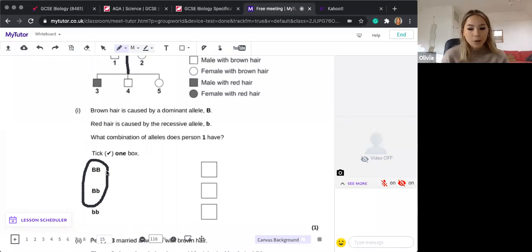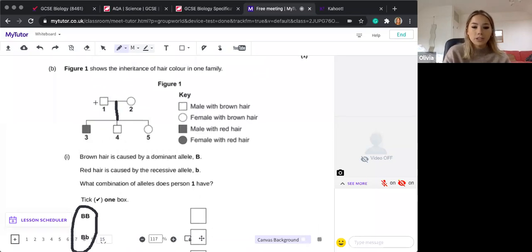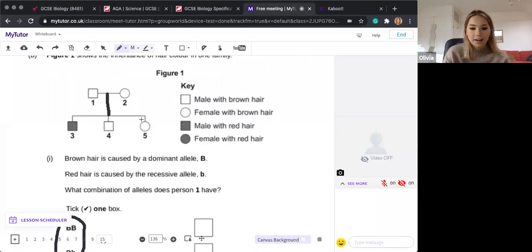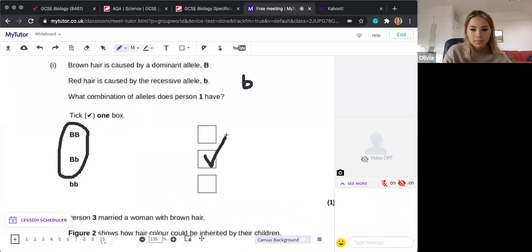Is it 2 big B's or a big B, little b? Now, the way to work this out, when we have 2 different options, we have to have a look at what offspring they've had. Because they've had a child with red hair, that means they must have carried that recessive allele for red hair, because this one must have inherited a little b from mum and a little b from dad. So actually we know the genotypes of both parents must be big B, little b. So this would be our answer.